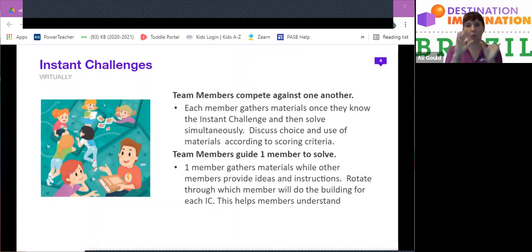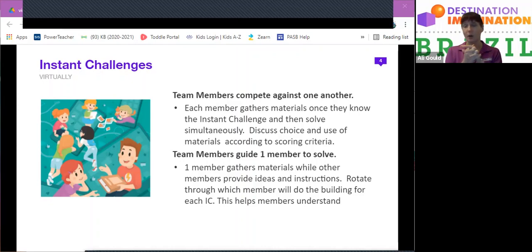So you can do it in one of two formats. Either you can have the team members compete against each other, and then they need to gather the materials that are asked for in the instant challenge, and then they all try to solve it and compete with each other. Or, and this works really well.